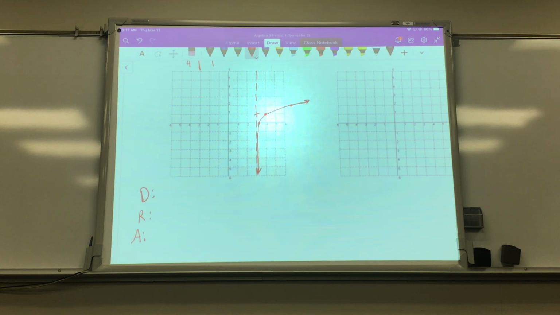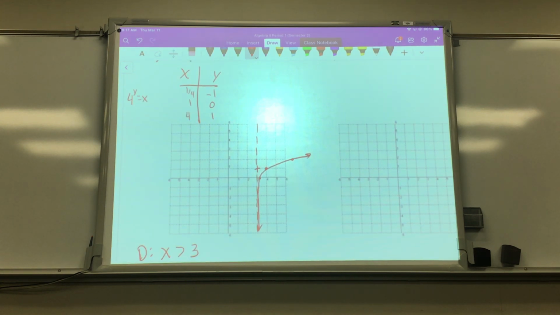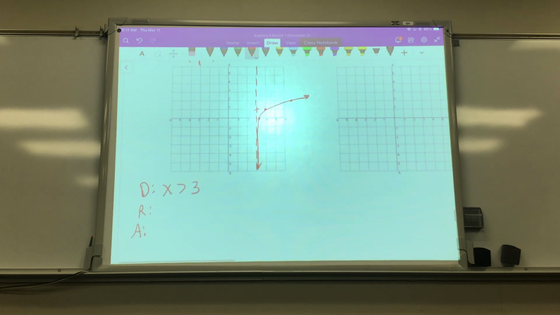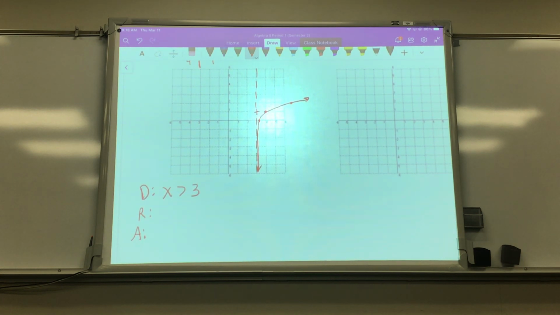Domain in this case? X is greater than 3. Good. Why, again, is it strictly greater than though? That asymptote, right? We'll never actually reach that point. We'll get really close, but never actually reach it, correct? So it has to be strictly greater than. Range? Y is an element of all the reals.